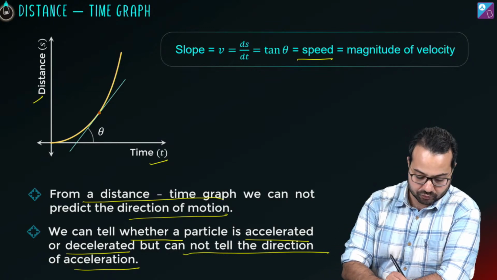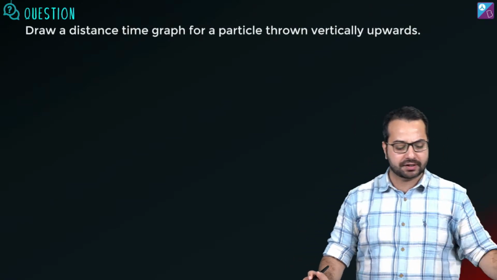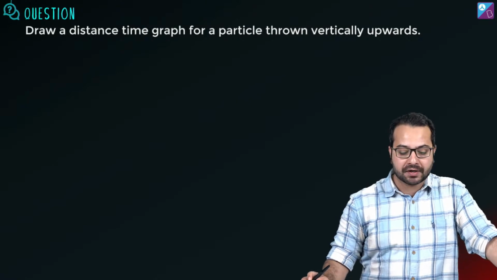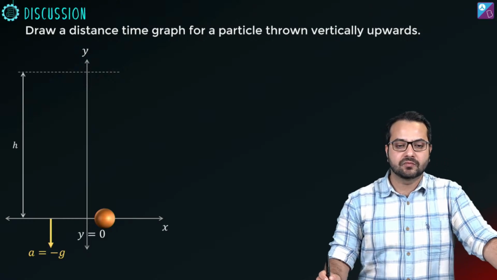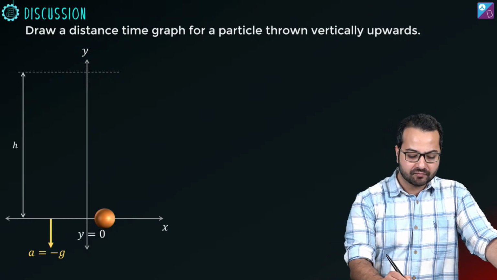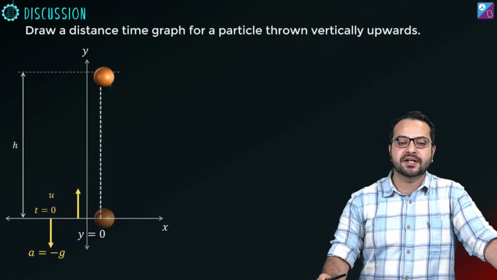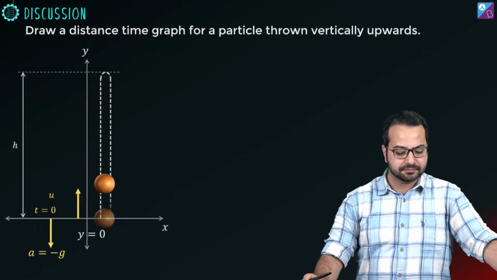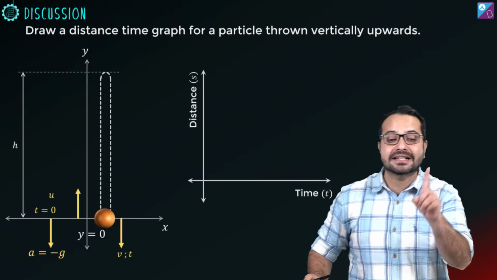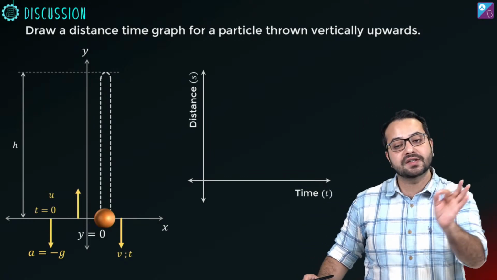चलो, perfect. तो now we are going to quickly look at a question. फटाफट ये क्वेश्चन करते हैं. It's a very easy question. Draw a distance time graph for a particle thrown vertically upwards. ठीक है? So this is the particle. It is thrown up with a velocity u under gravity. So obviously it is going to go up and then come down. So we have to draw the distance time graph. ध्यान से सुनना, not the displacement time graph. We want the distance time graph.